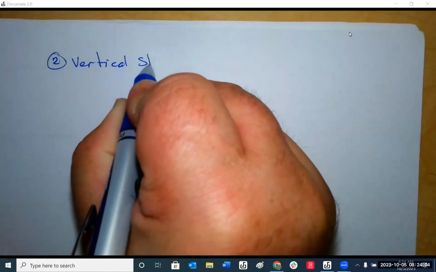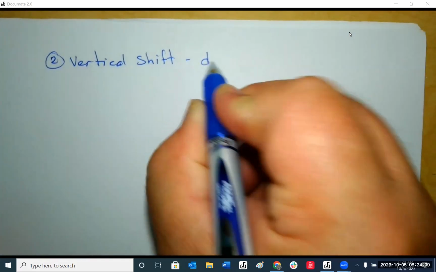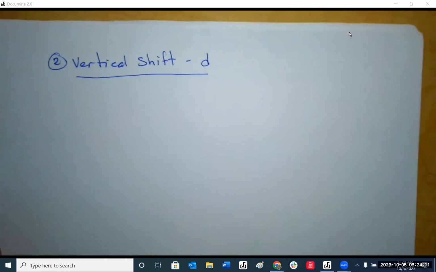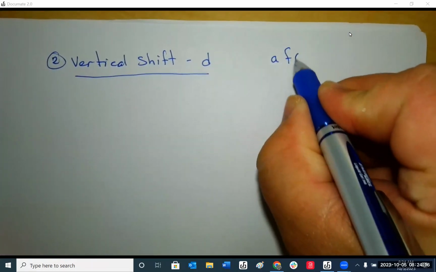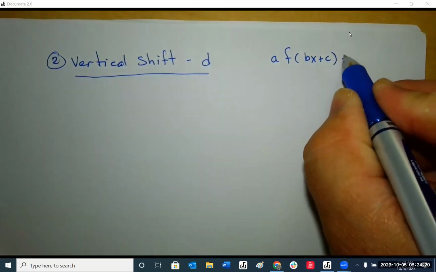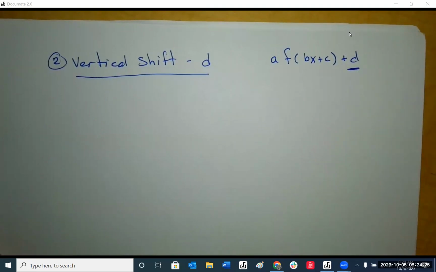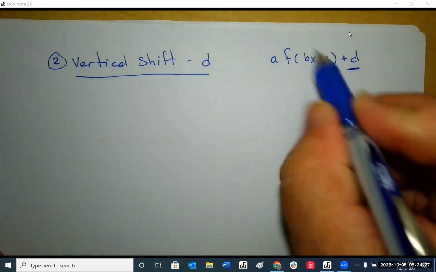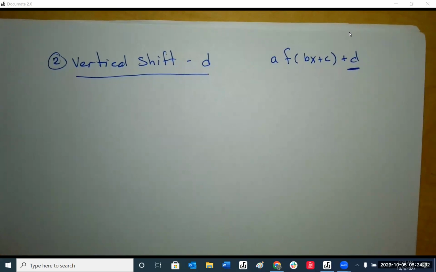The vertical shift relates to the value of D. It's outside the function. So we find the value of y first, and then we add or subtract the other values, the outside values for y. That's why it's a vertical shift. It moves it up and down.